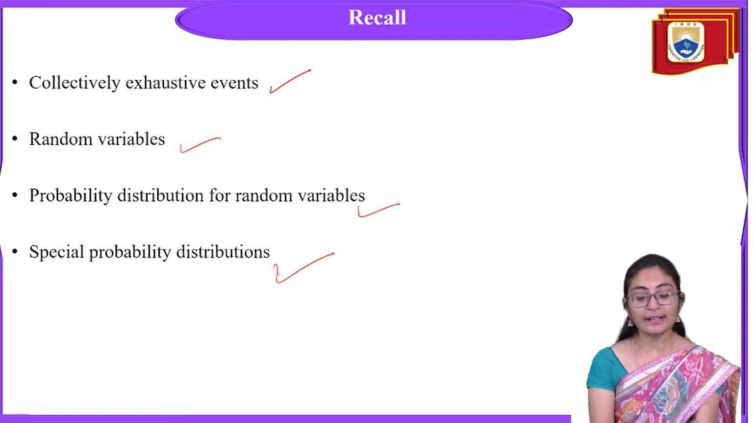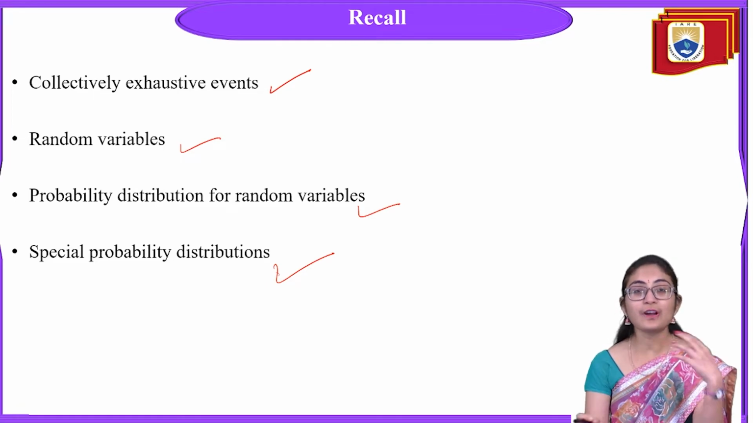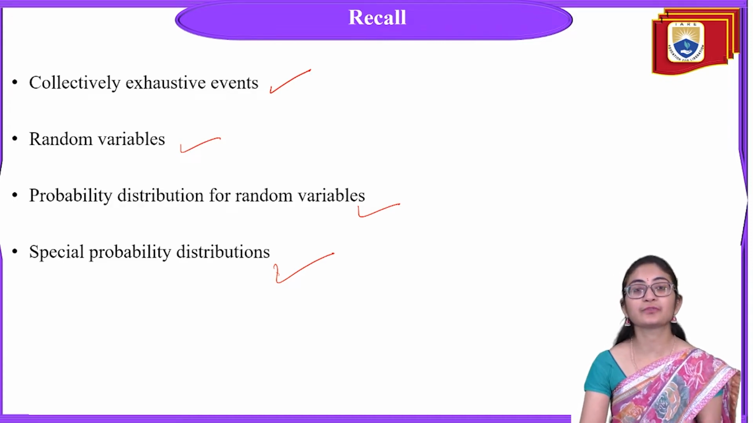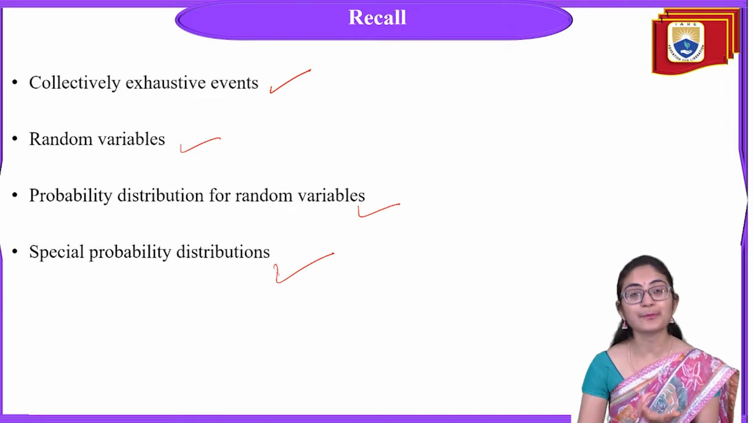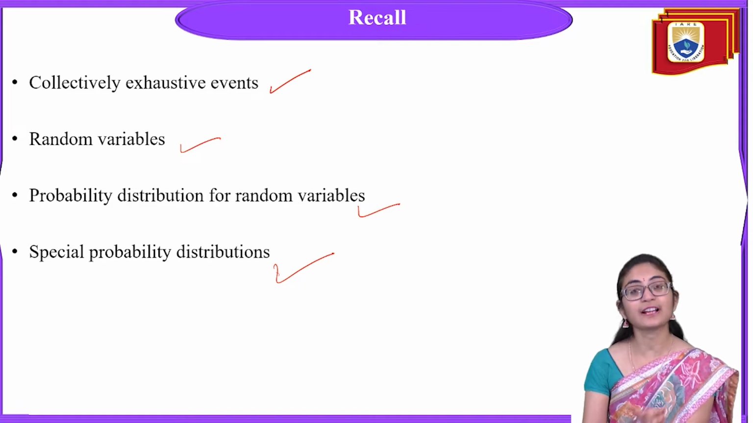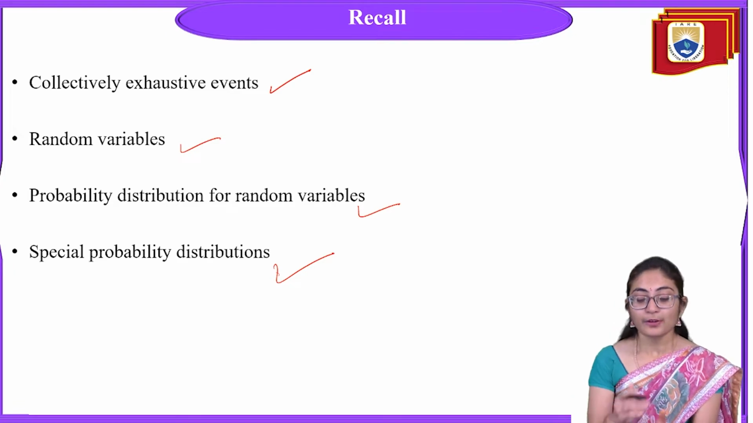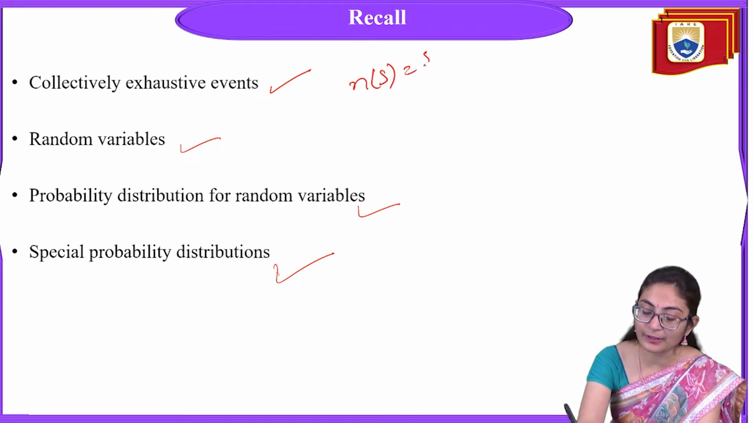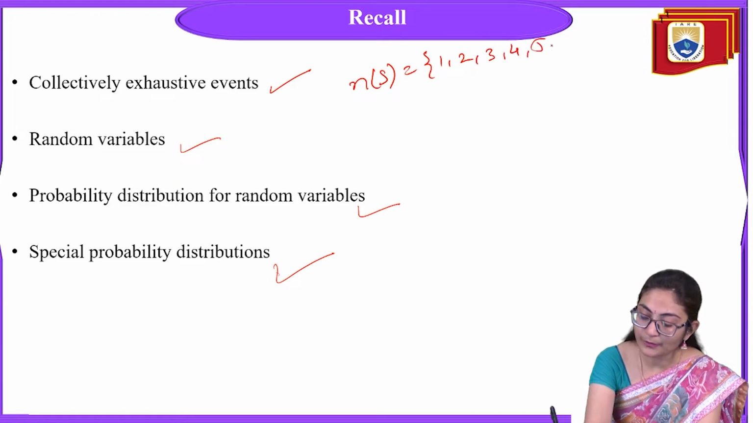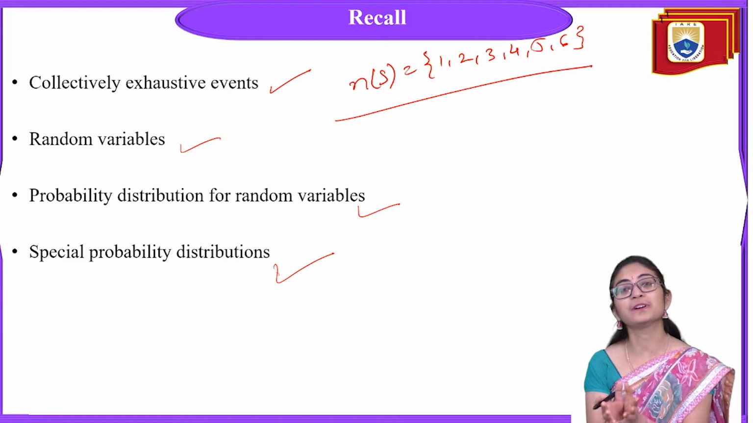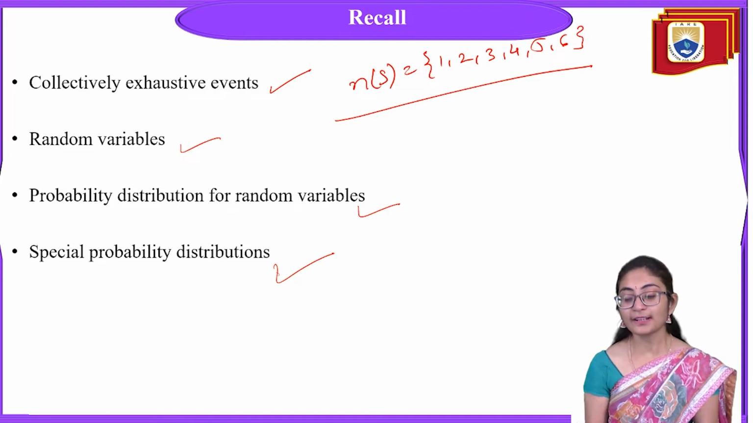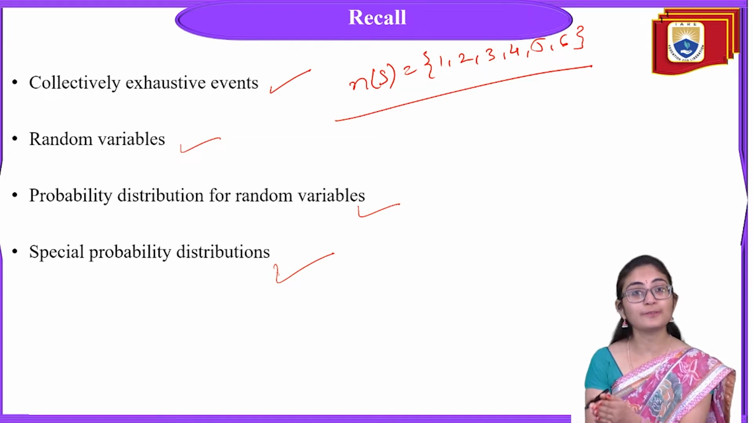distributions. Collectively exhaustive events means that the events behave collectively. For example, we have a sample space containing some values; those values form a collectively exhaustive event. For example, N of S is 1, 2, 3, 4, 5, 6. That means I roll one die, and after rolling we will get events like 1, 2, 3, 4, 5, 6.